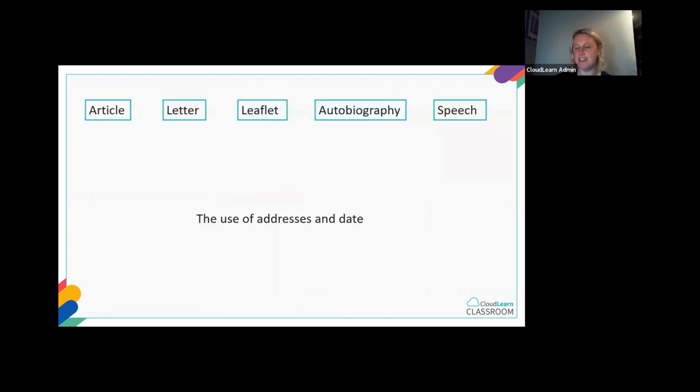So as a reminder, some different forms of writing. These are different forms of non-fiction writing. We've got articles, that could be for a newspaper or an online article, letter, a leaflet, autobiography, and a speech. And I've written a description here. As we've always said, this might apply to two. You might think it might be one, it might be the other, but we're going to go for the best one. So the use of addresses and date, what writing form would you most likely see the uses of addresses and dates?